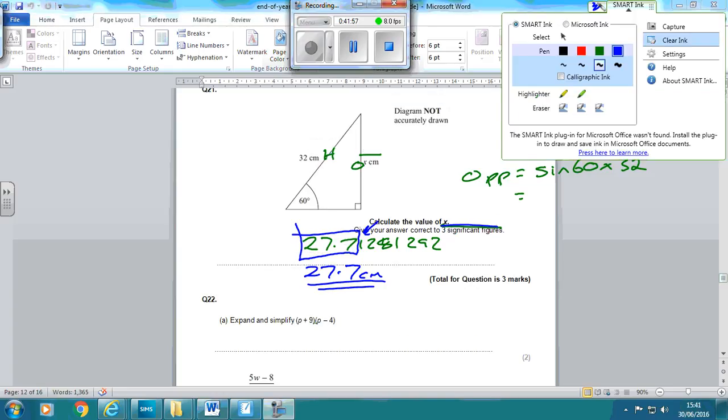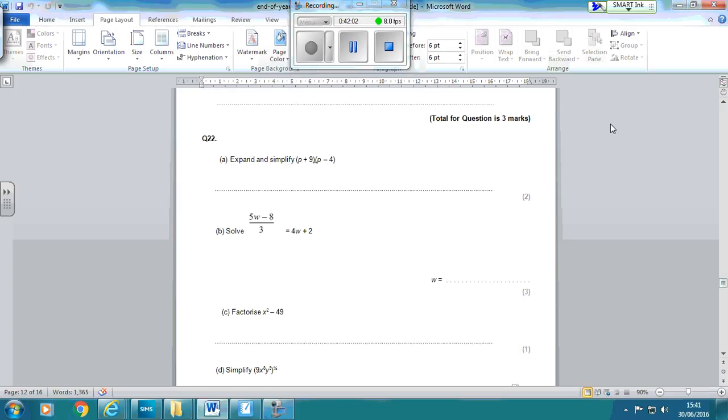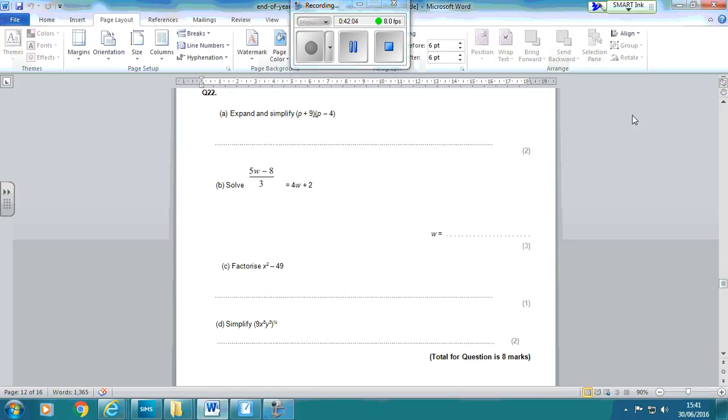Okay, and moving on. Expand and simplify is the next one. So expand and simplify, if you've got a bracket and a bracket, you've got to use the smiley face method. Other teachers use different methods, but the smiley face one is the left eyebrow here, which is p times p, which makes a p squared. The right eyebrow, which is 9 times minus 4, which is minus 36. We've got 9 times p, which is plus 9p. You've got p times minus 4, which is minus 4p. And that gets you one of those 2 marks.